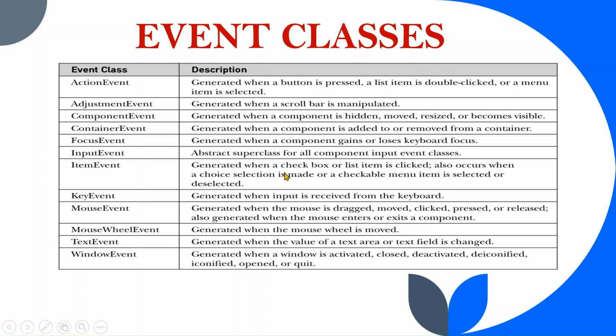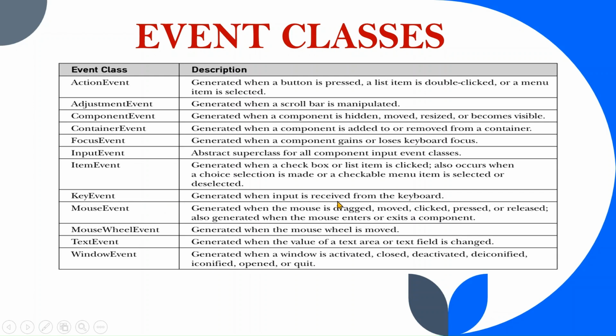Then item event is generated when a checkbox or list item is clicked. So checkbox and list item with a single click, and it also occurs when a choice selection is made. Choice selection is nothing but a drop down list, where we select only one item from it, or when a checkable menu item is selected or deselected. As I said, menus contain menu items like new, open, cut, copy, paste. There we have an option like a checkbox before the menu item. If you see any menu item with a checkbox before the menu item label, then that is called a checkable menu item, because once you click, you get a tick mark, that is a check mark. Once again you click the same thing, it will be off.